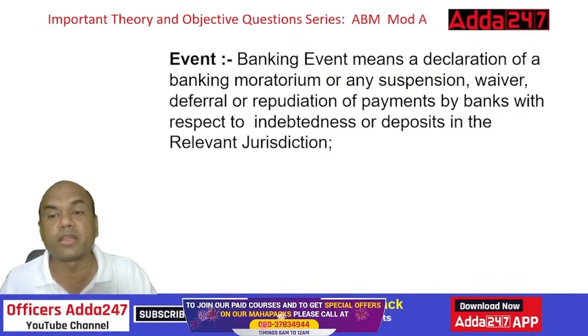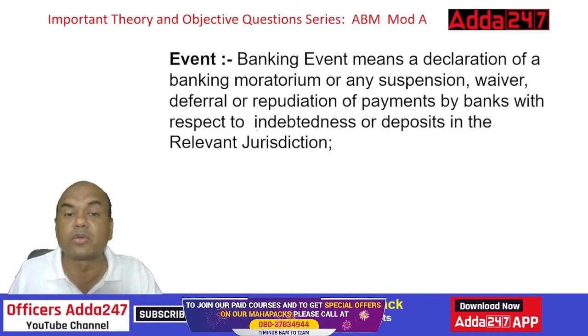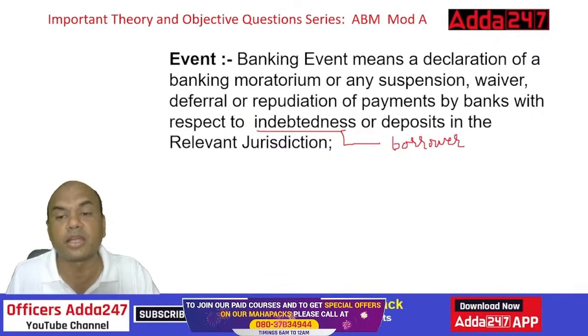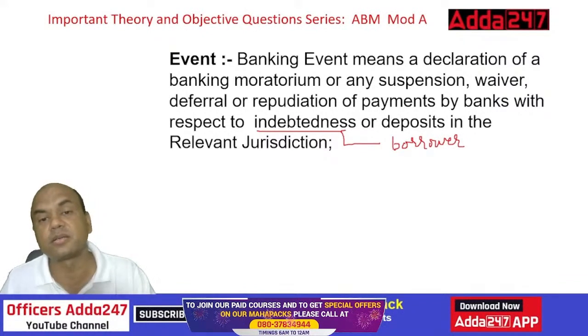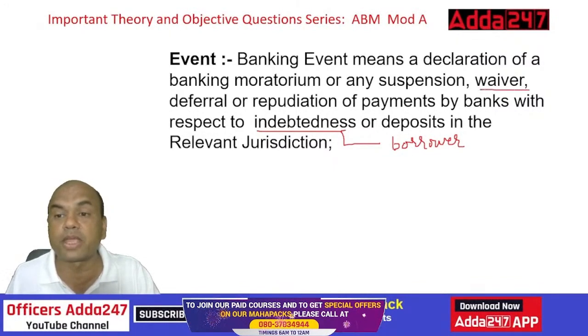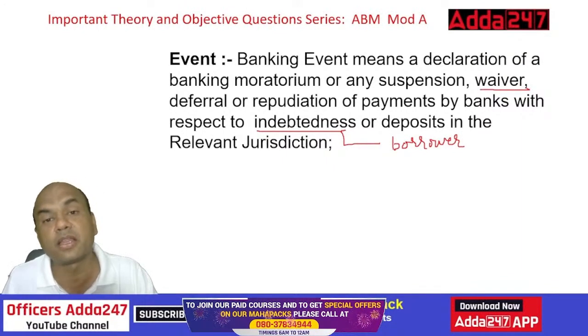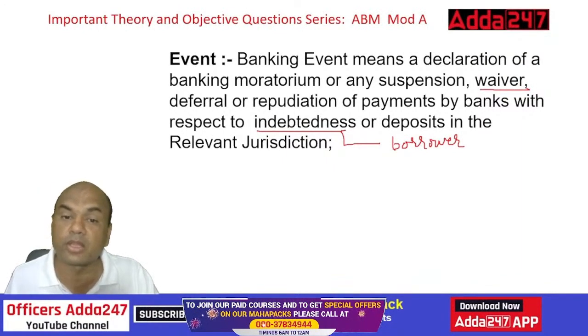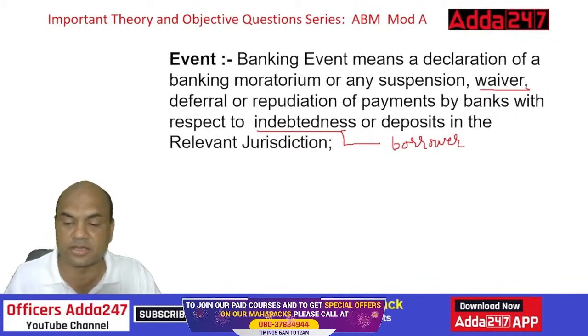Got it? So what is an event? Declaration of banking moratorium or any suspension, waiver, deferral or repudiation of payments with respect to the indebtedness or deposits. Indebtedness means the one who is indebted. Who is indebted? Generally the borrower. So this borrower is given this moratorium or suspension or waiver. Understand the difference: waiver is not paying at all. Suspension or moratorium means paying at a later date, but you have to pay. But in waiver, you should not pay at all. So indebtedness or deposits in the relevant jurisdiction.